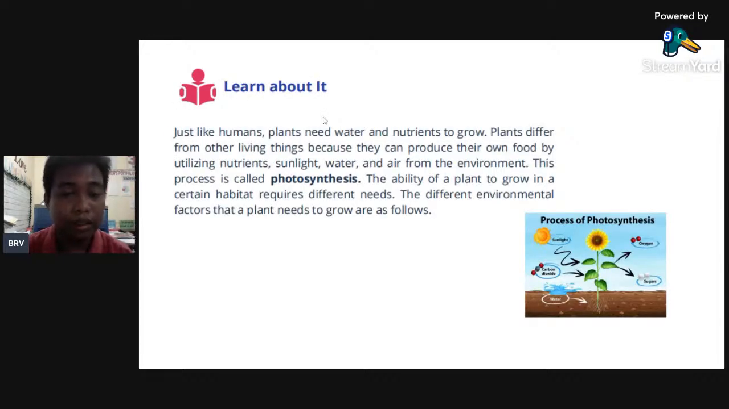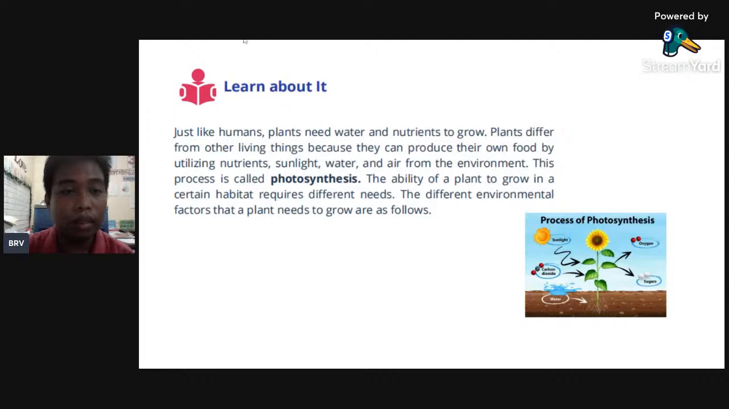Just like humans, plants need water and nutrients to grow. Plants differ from other living things because they can produce their own food by utilizing nutrients, sunlight, water, and air from the environment. This is called photosynthesis. The ability of a plant to grow in a certain habitat requires different needs. The different environmental factors that a plant needs to grow are as follows.